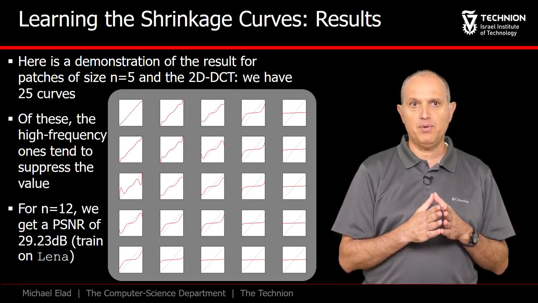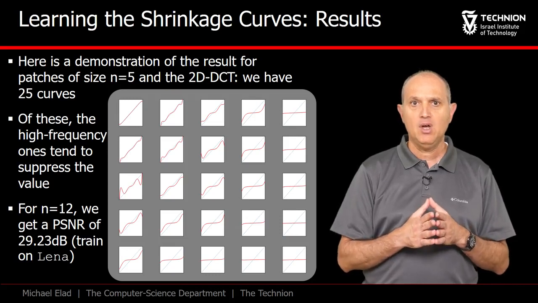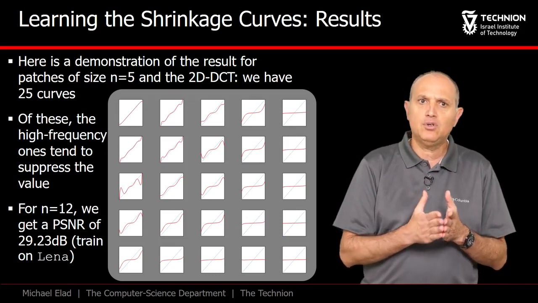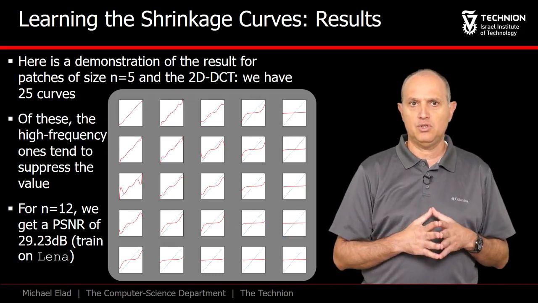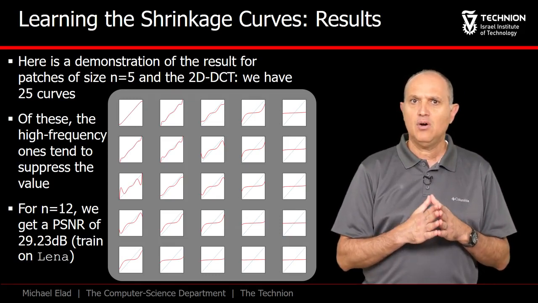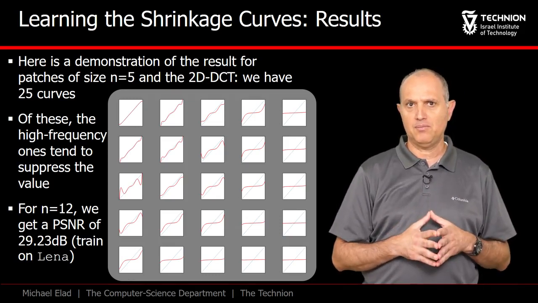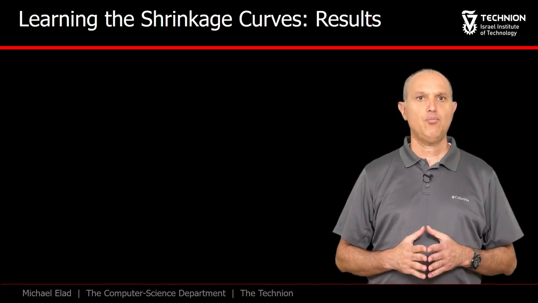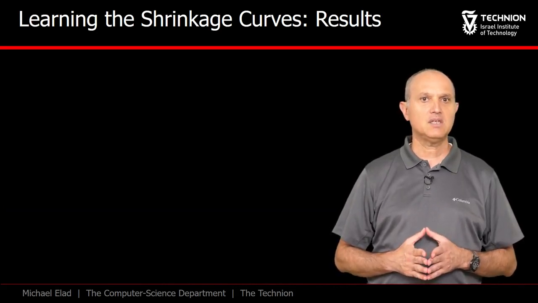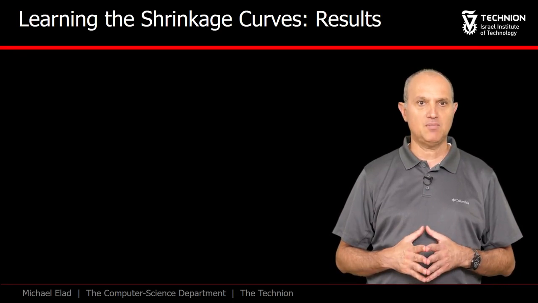Using this approach for bigger patches of size 12 by 12, we get to 29.23 dB denoised image. Nice, but we have seen already better performing algorithms. Could we improve this scheme somehow? The answer is yes, and this is also described in this paper.